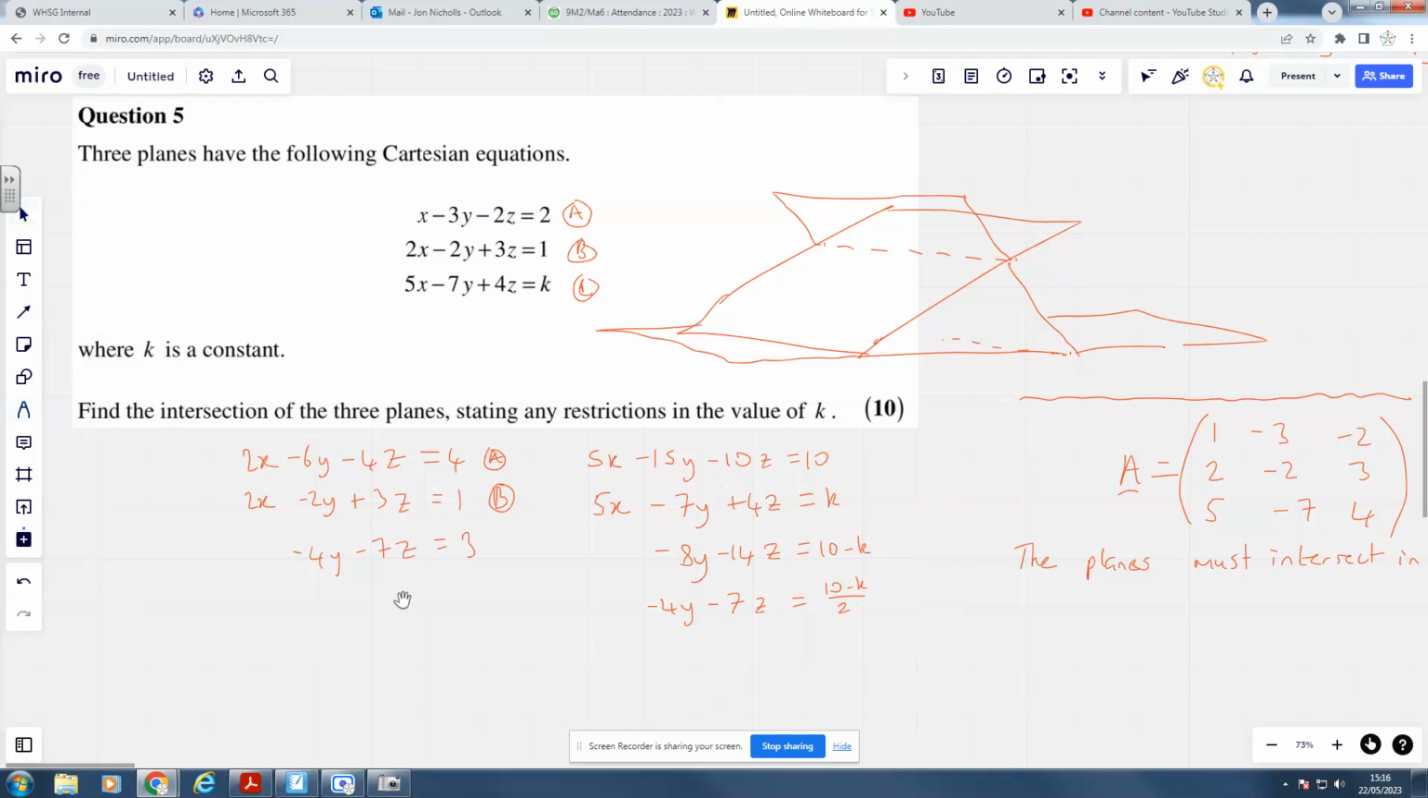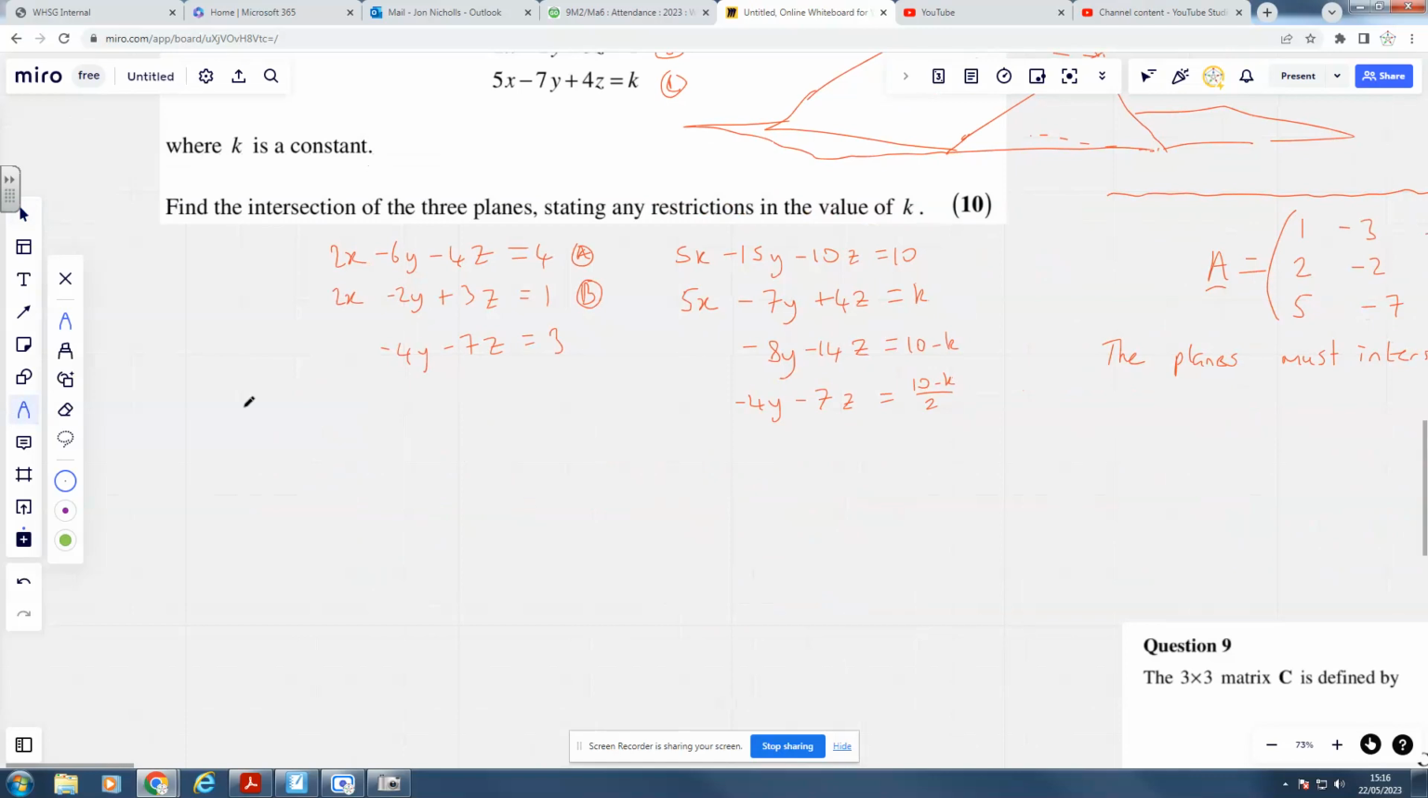So I think the planes do intersect in a line, provided 3 equals 10 minus k over 2, or in other words, 6 equals 10 minus k, or in other words, k equals 4, yeah? So k equals 4, then they intersect. Yeah, they have a common place of intersection. Well, it's a line, isn't it? A common line of intersection. If k wasn't 4, then they would have no line in common where they intersect.